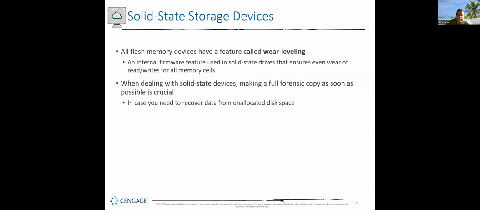Solid state storage devices. This is more what we use every day. Well, now, right? They're becoming industry standard more and more. All flash memory devices have a feature called wear leveling, an internal firmware feature used in solid state drives that ensures even wear of all reads and writes for all memory cells. When dealing with solid state devices, make a full forensic copy as soon as possible. It's crucial in case you need to recover data from unallocated disk space, because these write so much they burn out faster. Unfortunately, that's how you get those ludicrous speeds. But the problem is they wear evenly across. It's like you're filing away at something until you reach a point where it can't file that area, so it jumps over it and goes somewhere else. But it will warn you before that happens, before it boots. But I don't have a picture of that.